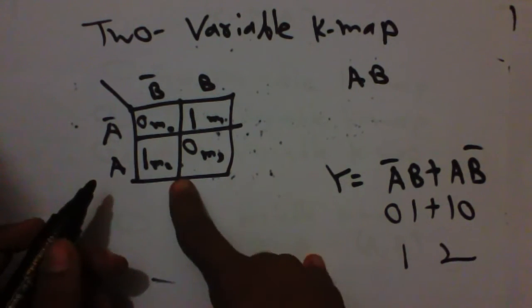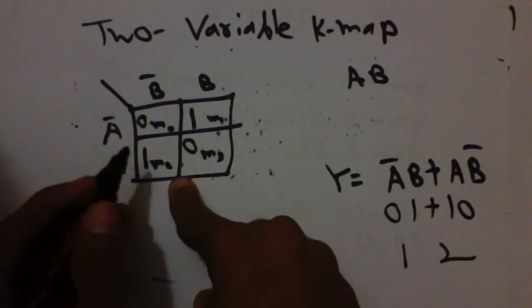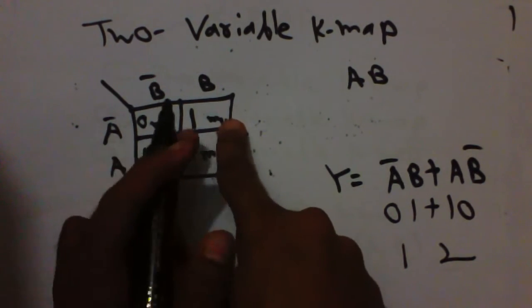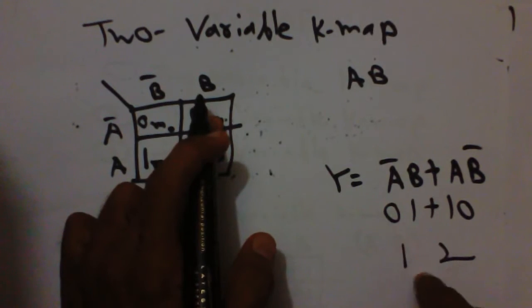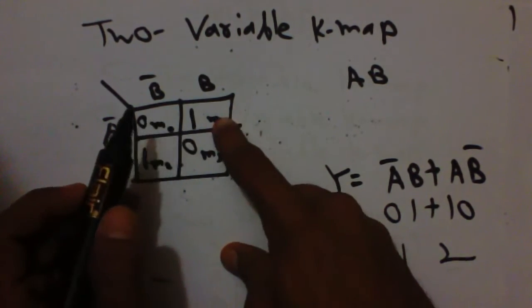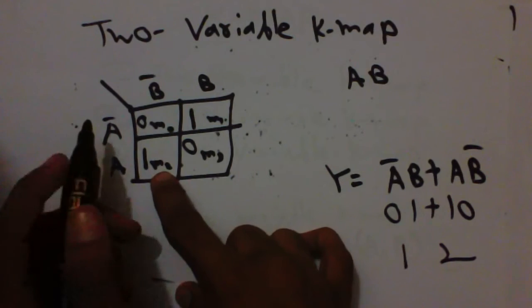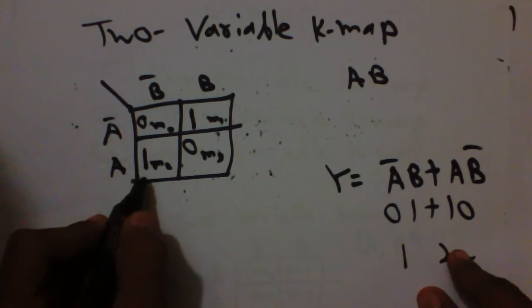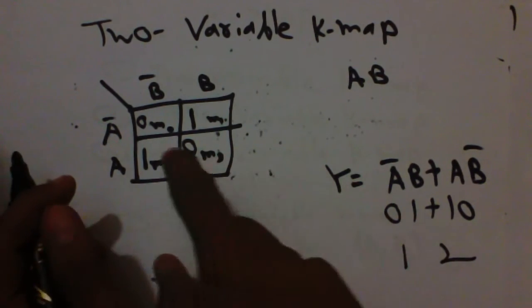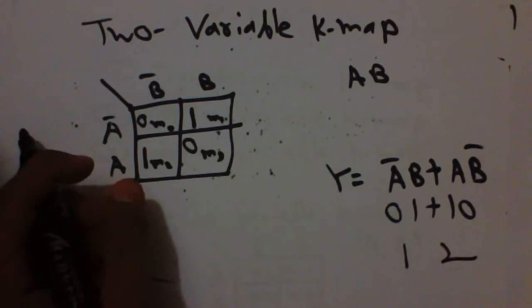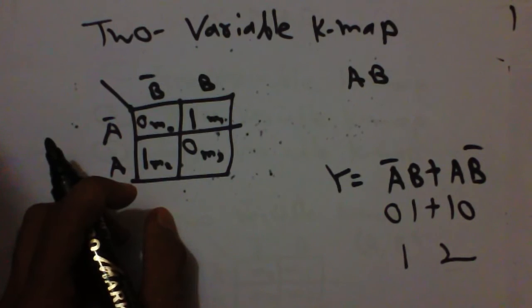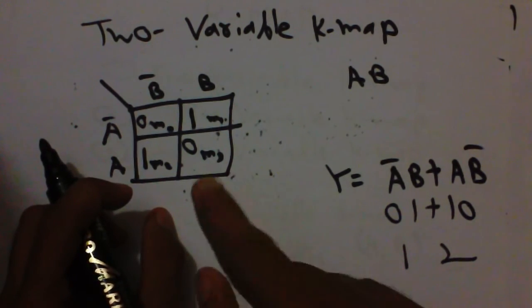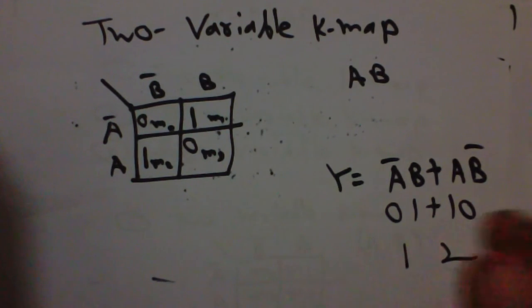So if you see here, this is M0, this is M1, we have denoted 1 in M1, and this is M2, we have also denoted 1 in M2. So this proves that our representation of the K-map is right. Thanks for watching two variable K-map.